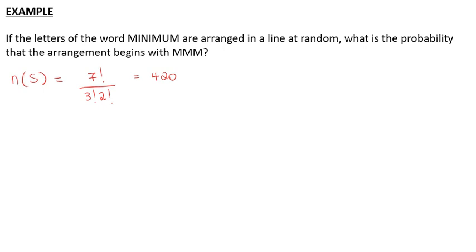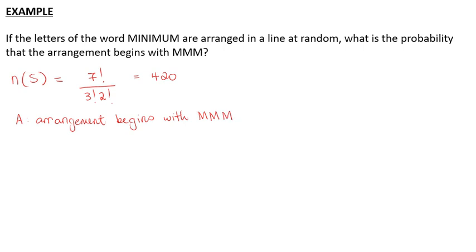But we're looking for a particular event now. They want us to find the probability of a particular event. So let's define our event. I'm going to use A to define the event: arrangement begins with M, M, M.